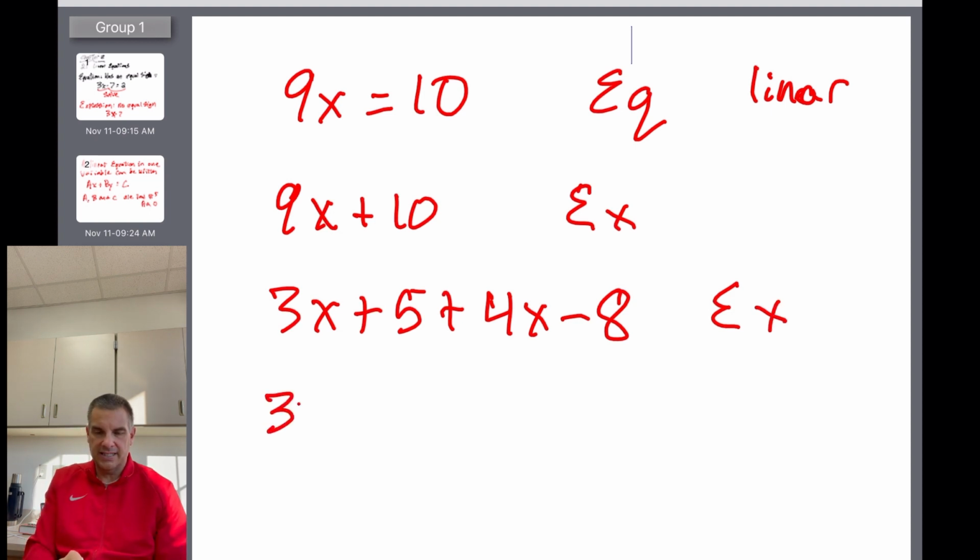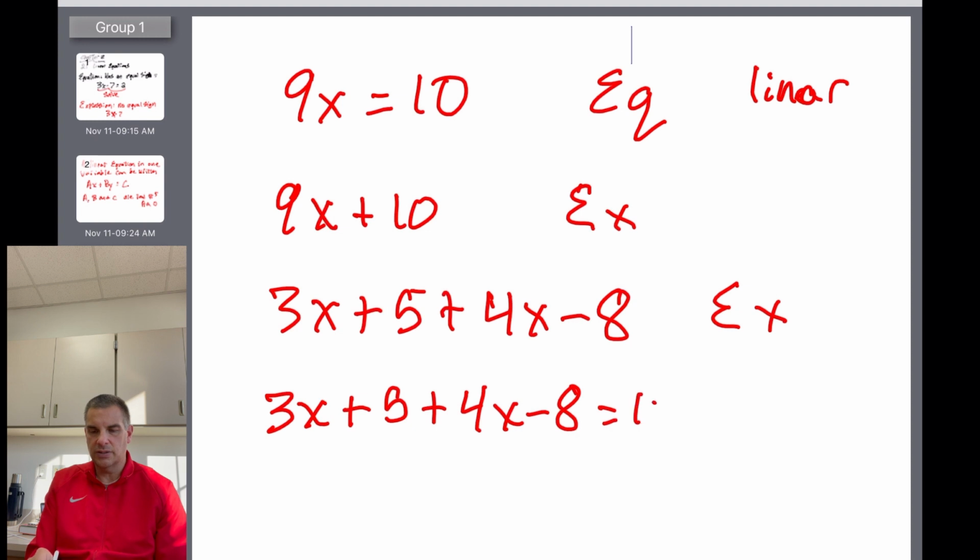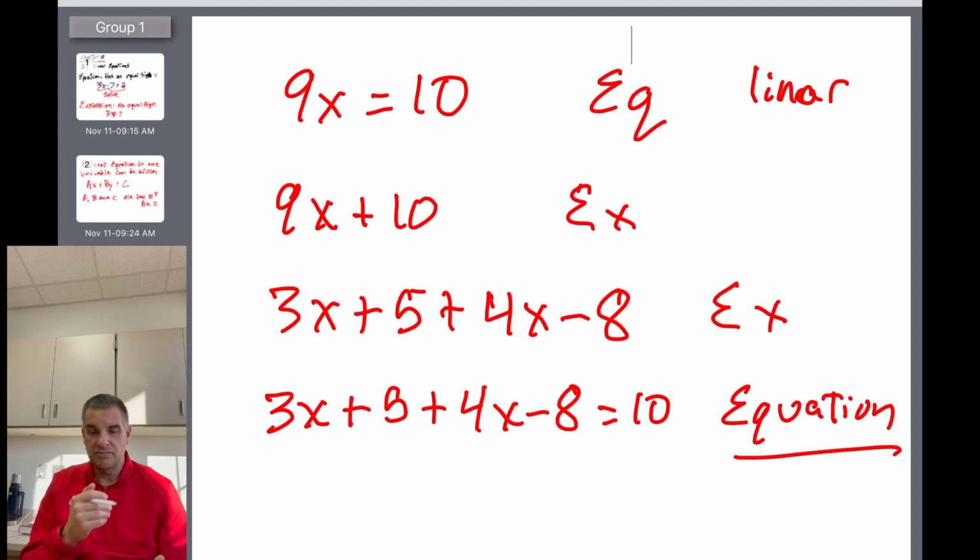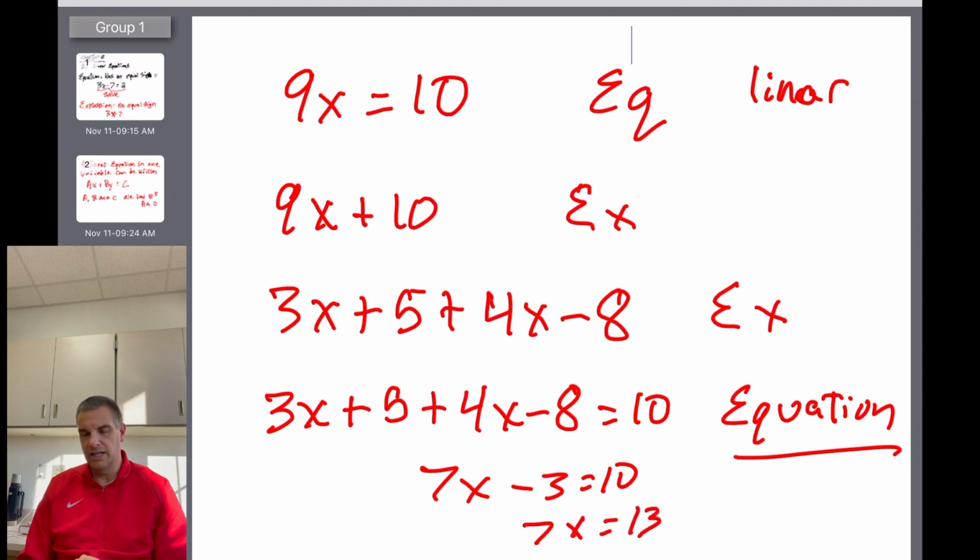If we take that same thing and say 3x plus 5 plus 4x minus 8 equals 10, now it's an equation. Okay. Is it linear? Sure. You could simplify it to 7x minus 3 equals 10, 7x equals 13. And so then it's going to be linear as well.